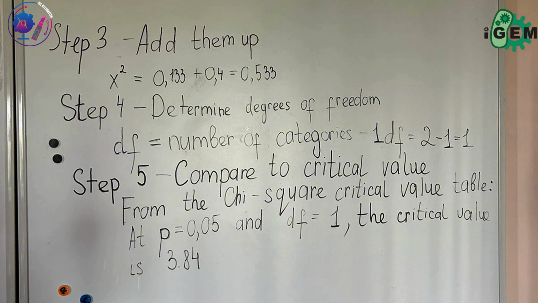Determine degrees of freedom. Degrees of freedom equals the number of categories minus 1, which equals 2 minus 1, which equals 1. Step 6 is to compare with the critical value from the chi-square critical value table. At p equals 0.05 and degrees of freedom equal to 1, the critical value is 3.84.